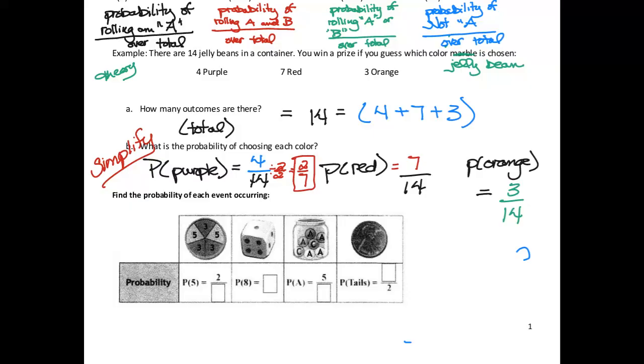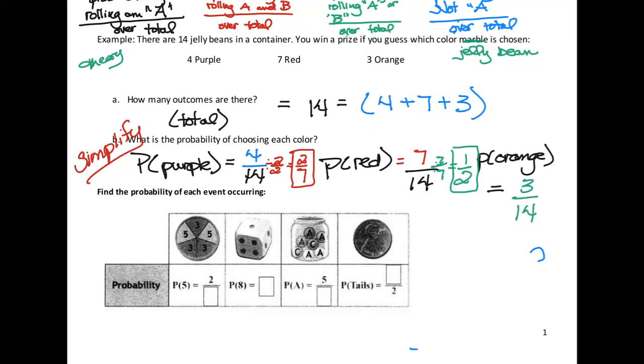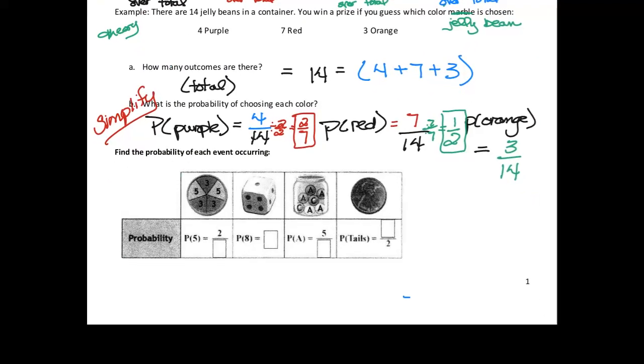How about 7/14? Is that going to simplify into something smaller? Yes. I can divide both of those by 7/7 and get 1/2. So you can write 7/14, but 1/2 is the better answer. All right? And the last one, 3/14, can that be simplified? No. So that one you just leave as is. Any questions about that?